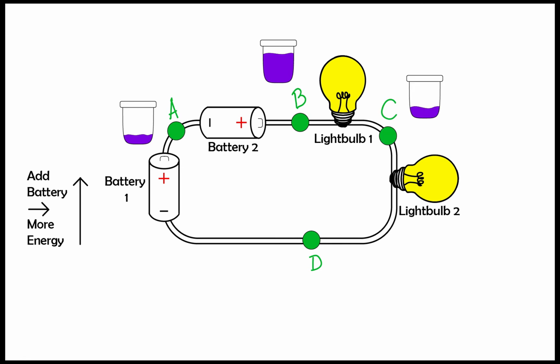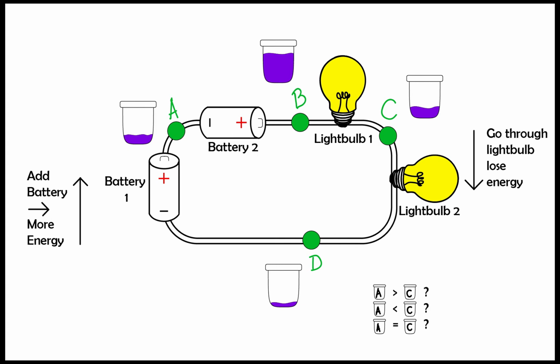Now point C is after an energy consuming component, the light bulb, so the energy at this point is lower than the energy at point B. Following the same logic, the energy at point D is lower than the energy at point C. Every time we pass through an energy-consuming component, we reach points of lower energy in the circuit.